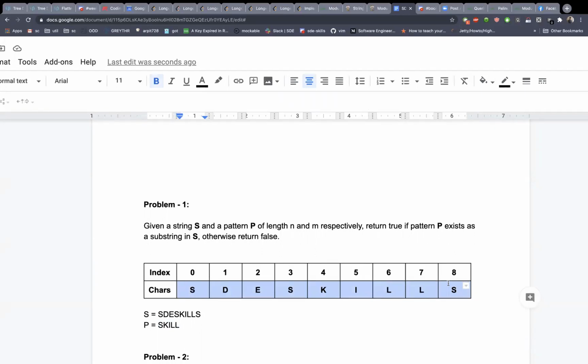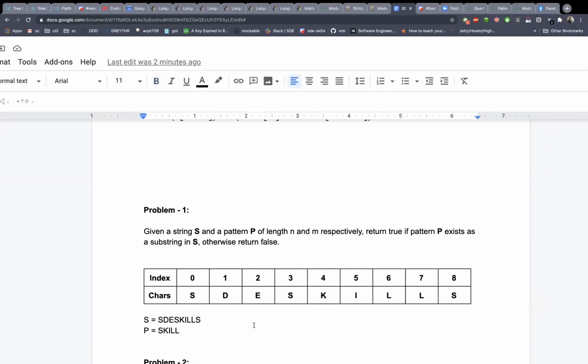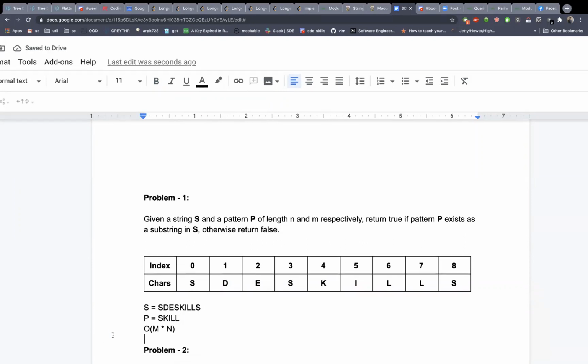So one brute force approach to solve this problem is to traverse S, and for every character, check whether, if we start from that character, we will find the pattern or not. The complexity of the brute force approach is O(M times N). Of course, this would be very slow and we need to improve it. So what's the better solution that we have?